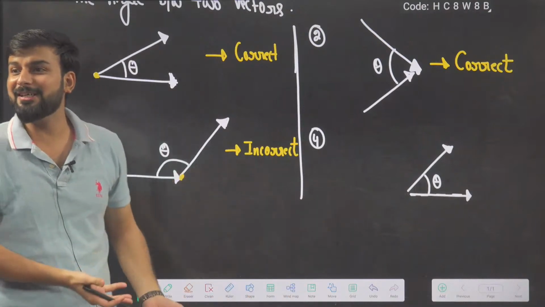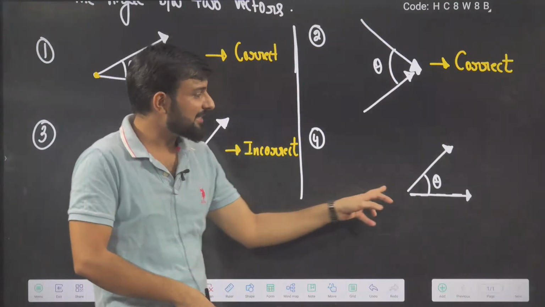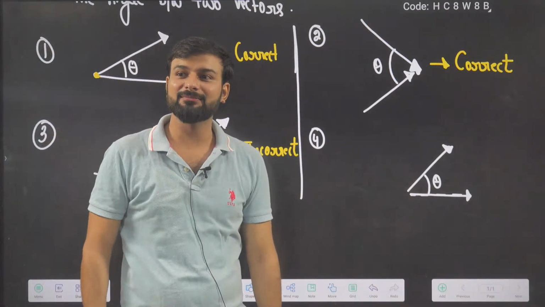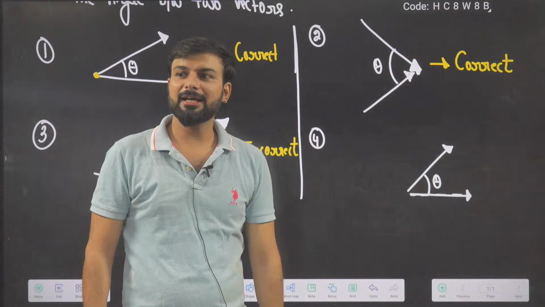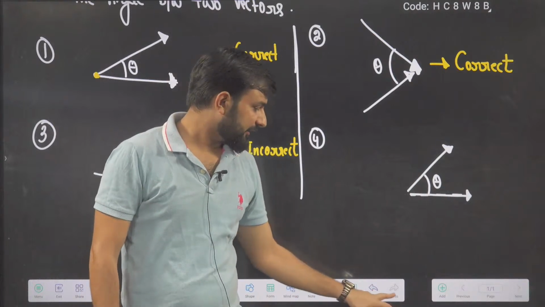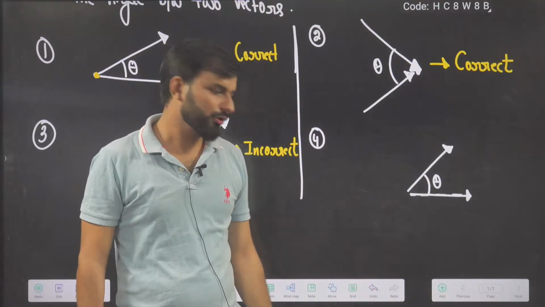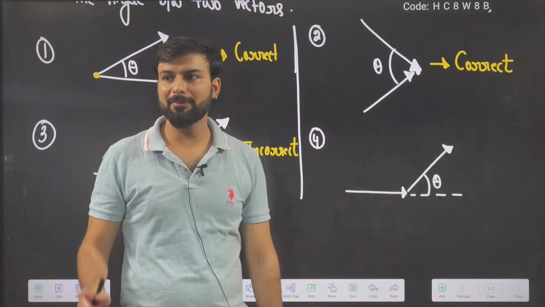Now what is happening here? The tails of the vectors are touching. If the tails are touching, is the angle correct or incorrect? Tell me, correct or incorrect? This is correct. So whether it is written like this or like this, both are the same. I hope everyone understood.